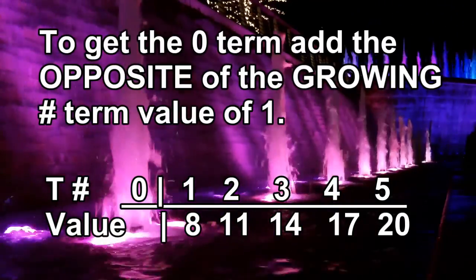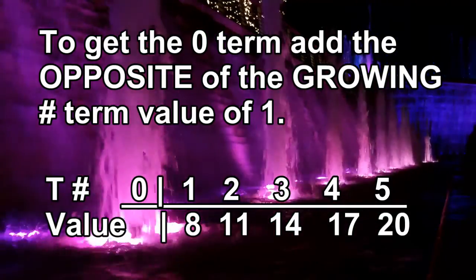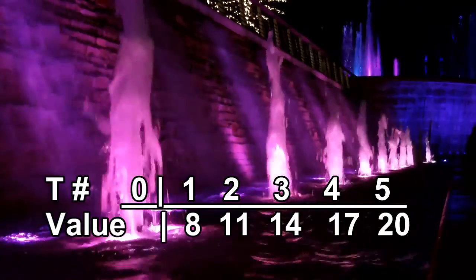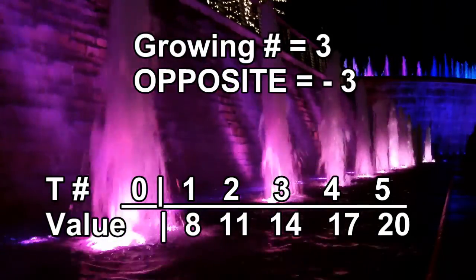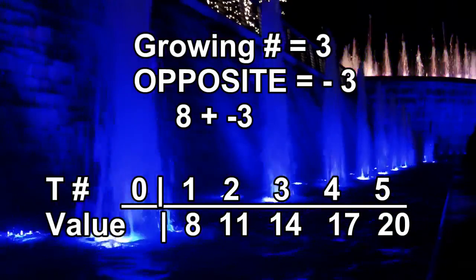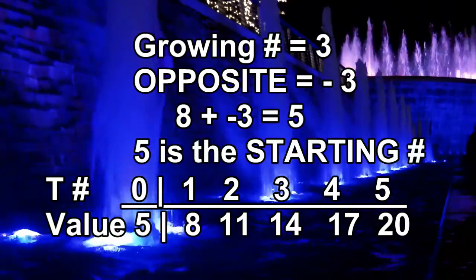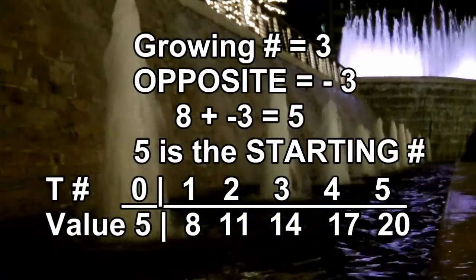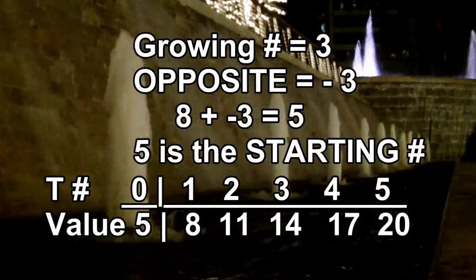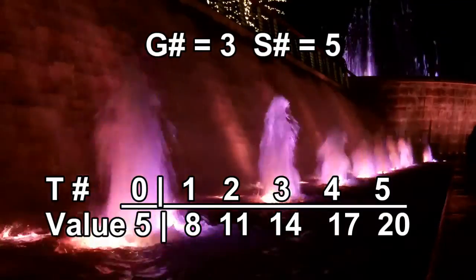A good trick is to get the 0 term, add the opposite of the growing number to the value of 1. In this problem, our growing number is 3, so the opposite would be -3. The next step is to add the opposite of the growing number to the value of the term number of 1, which is 8. 8 plus -3 is 5. So 5 would be your starting number. Now we know that the growing number is 3 and the starting number is 5.